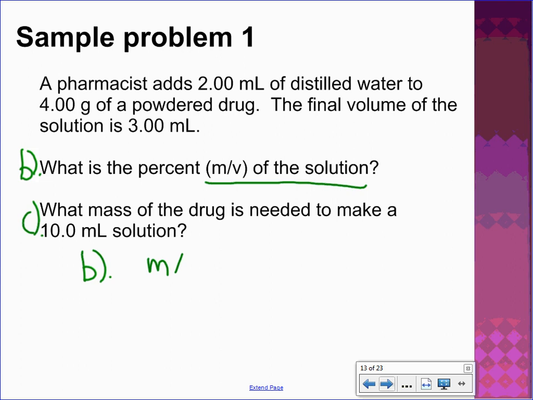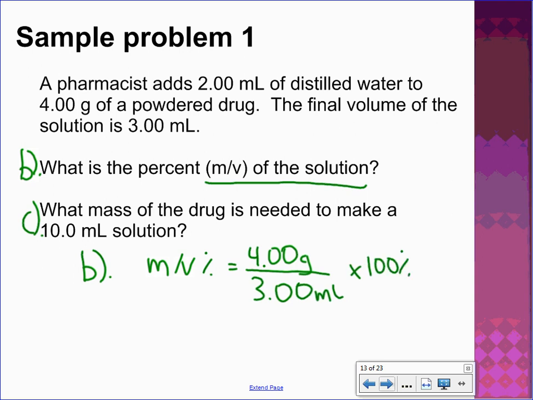So for that mass volume percent, within this, we're going to need the mass of our solute. So in this case, it will be our powdered drug. So it's the thing that we're dissolving. So we have that 4 grams. And that's going to be divided by the volume of the solution. And we're told in the question that that final volume is 3 milliliters. And we are going to multiply that by 100%. So when we do the calculation, we end up getting a mass volume percent of 133%. And yes, it can be more than 100. Just go with it.